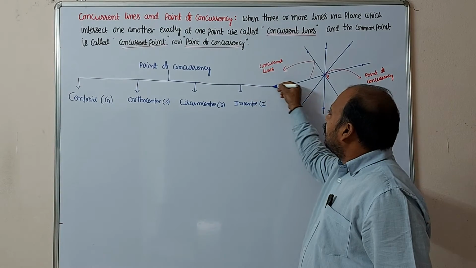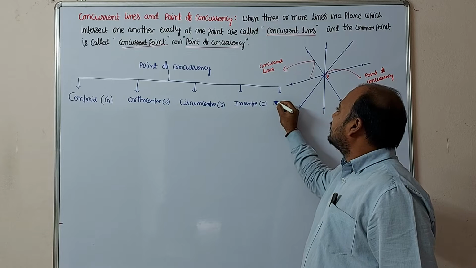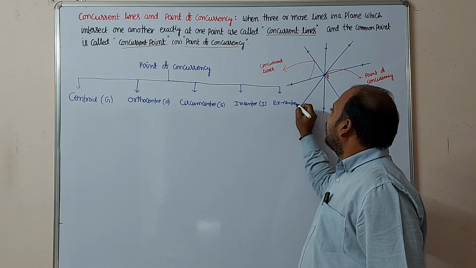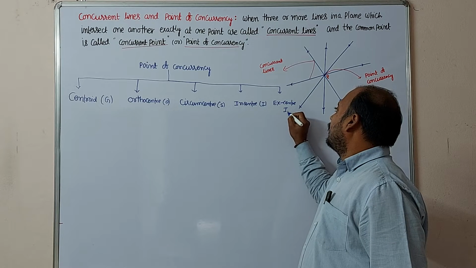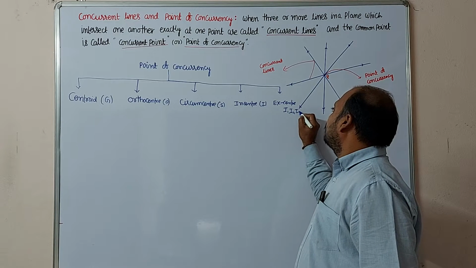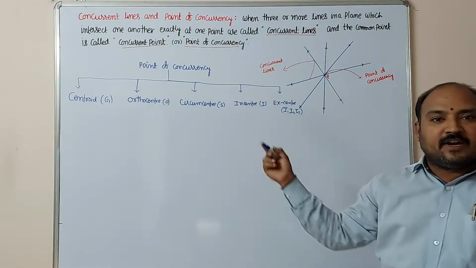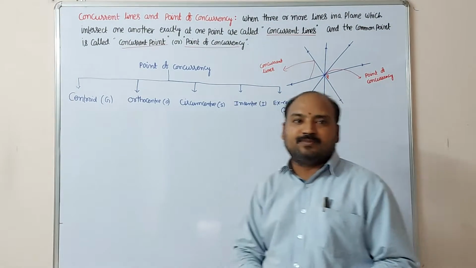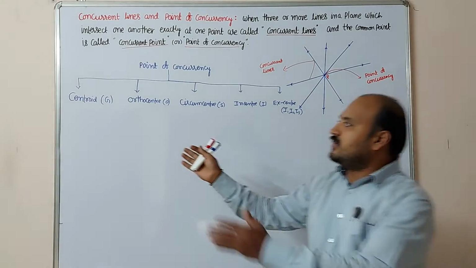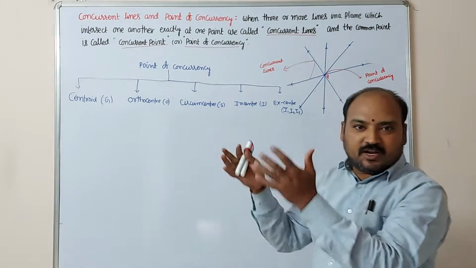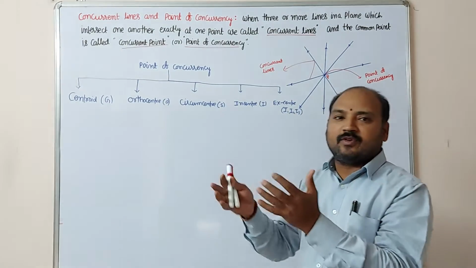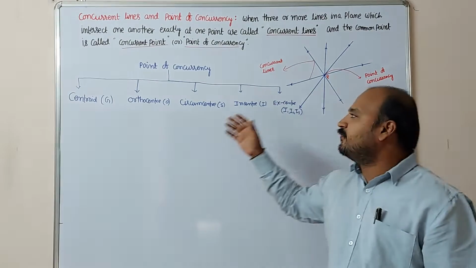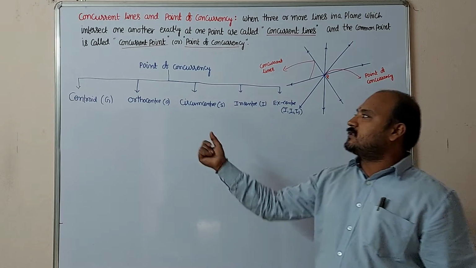After that, one more is there, that is the excenter. It is denoted by I1, I2, I3. So there are three. Clearly, each and every term with its properties and reasons we are going to discuss in this video. First I will consider the centroid: what is the definition of centroid, what are the properties, and what is the formula to find the centroid. I will explain each and every term of these points of concurrency.